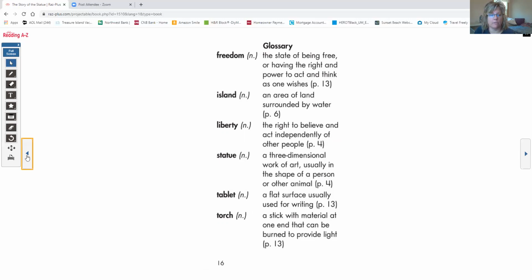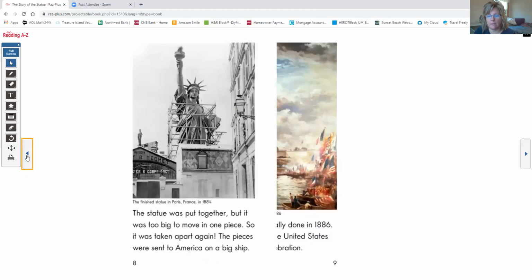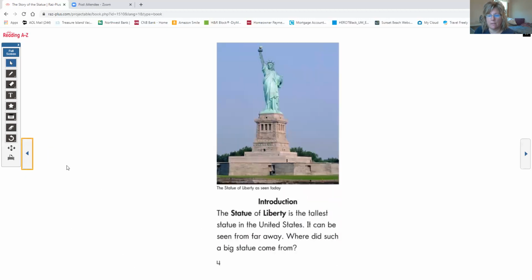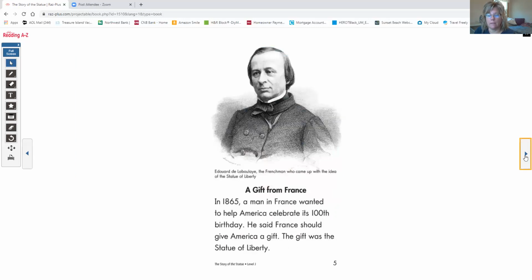Let's go back to page 4 where we left off. And on page 5, Edouard de Laboulaye, the Frenchman who came up with the idea of the Statue of Liberty. And the heading on this page is A Gift from France. In 1865, a man in France wanted to help America celebrate its 100th birthday. He said France should give America a gift. The gift was the Statue of Liberty.